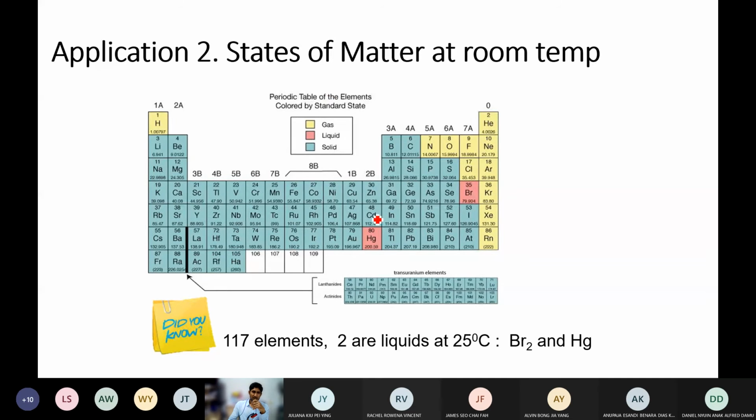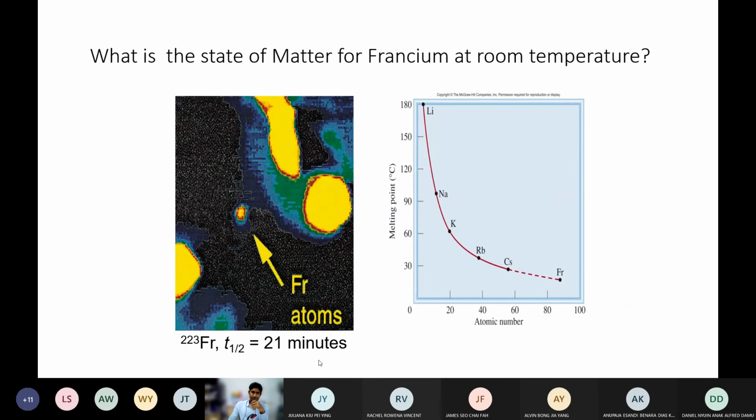State of matter at room temperature. At room temperature, all the elements are either gas or solid, but only two elements are liquid, that is mercury, highly carcinogenic, and bromine. All right, they are liquid at room temperature. All other elements are either solid or gas. Mostly the non-metals are gas. All the metals are solid at room temperature.